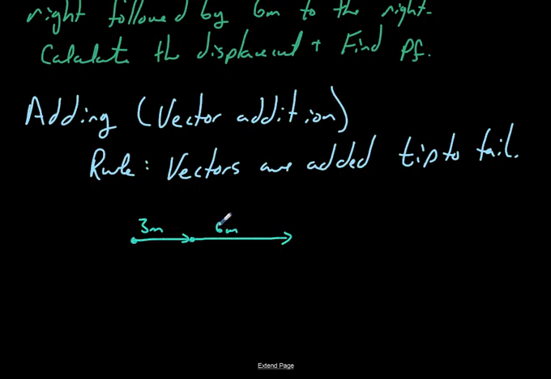So what do we get here? Well, we get a total vector equal to 9 meters to the right in the positive direction. So that solves part A. Our total displacement here is the sum of these 2 vectors. Makes sense? And then the next thing we were asked is, what's the final position?